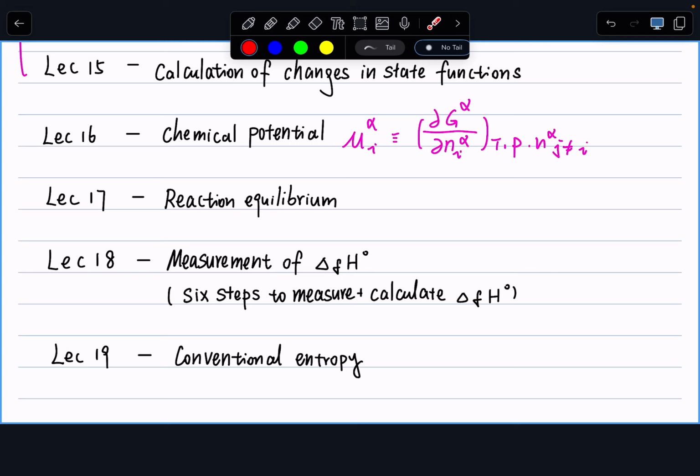Let me make some space. So what do we have? If we only have 1 phase, then we can simplify that equation into just dG over dN_i at constant T, P, and N_j not equal to i. So here we're simplifying that general definition of chemical potential into a 1-phase system.